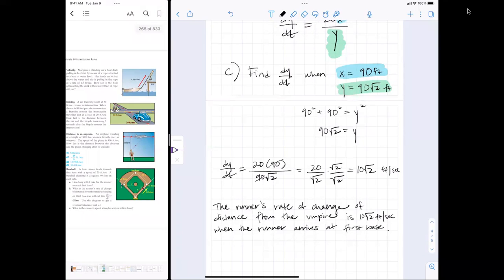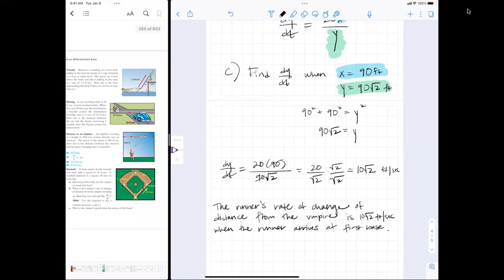What I think I want to do is move on to the tracking rocket example next. If you still have questions about either of the other two problems, you can ask me about them when I let you get started working on related rates practice number 3.